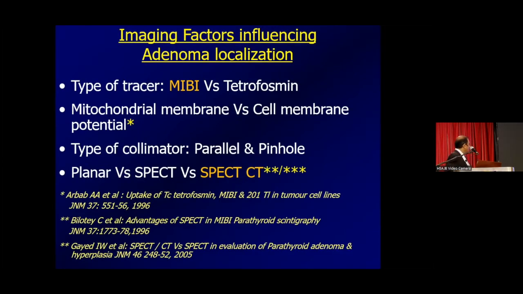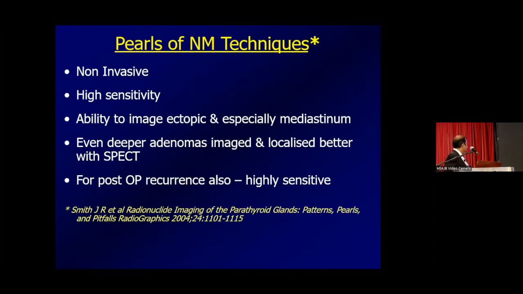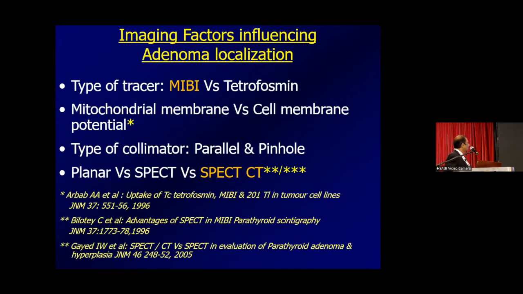Coming to the collimator, you always prefer a parallel hole, high resolution collimator. If you have older gamma cameras, you can go for a pinhole collimator. Coming to the techniques, yes, we always start with planar imaging. After the planar imaging, almost every time we do a SPECT-CT because it has higher sensitivity. We will be seeing in subsequent slides why it has higher sensitivity.